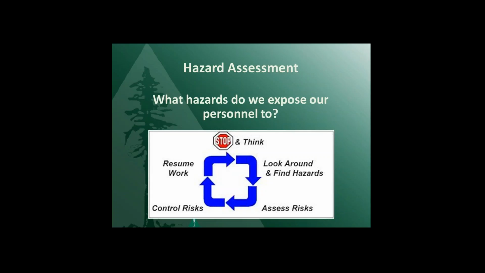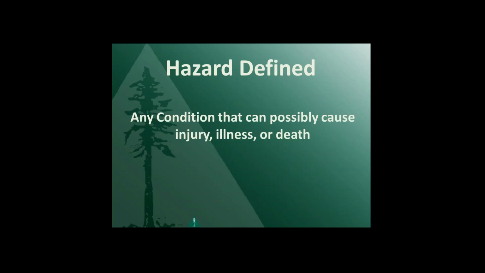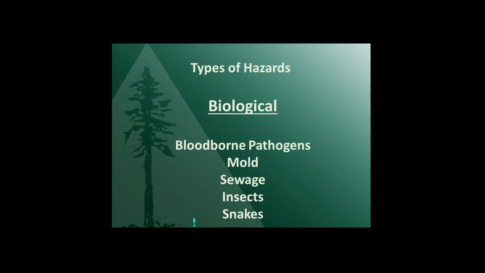So a basic hazard assessment, like this picture shows: look around, find the hazards, then assess the risks, and then find ways to control the risks, and then get the work done. Basically, a hazard is defined as any condition that can possibly cause injury, illness, or death. So you look at something flying at our employees' eyes. Well, how do we manage that? We're going to go through some basic types of hazards, just to maybe give you an aha moment about your facility.